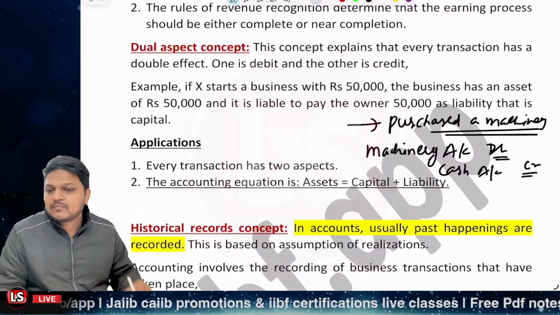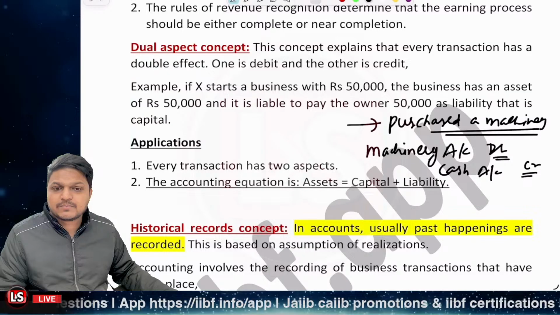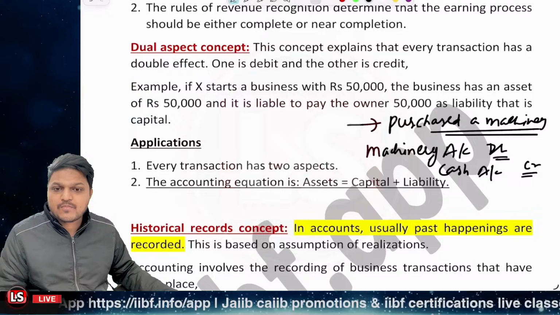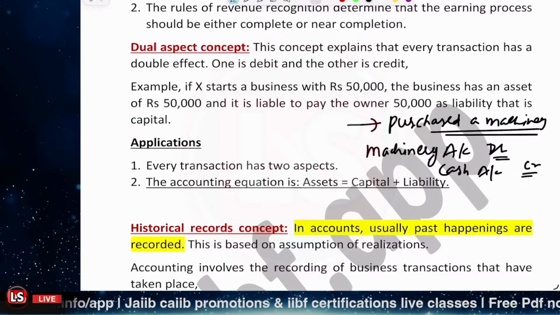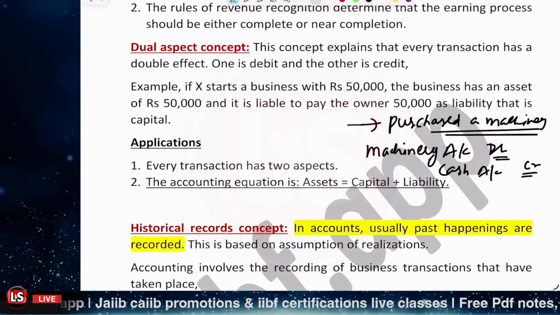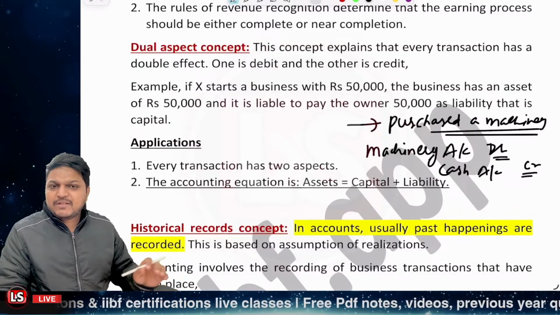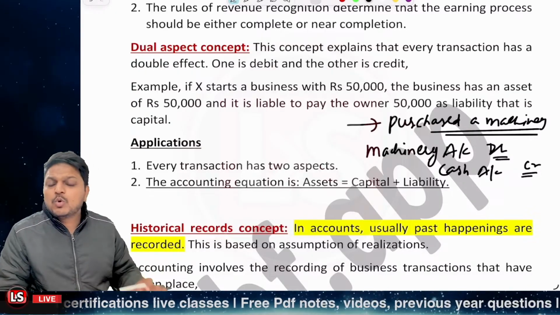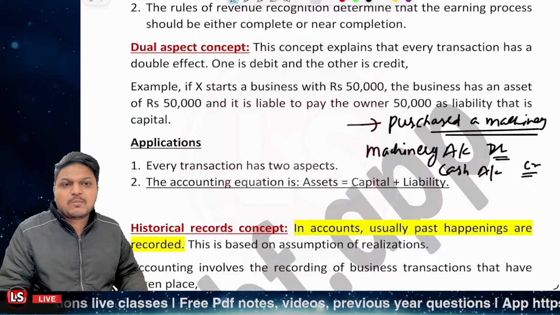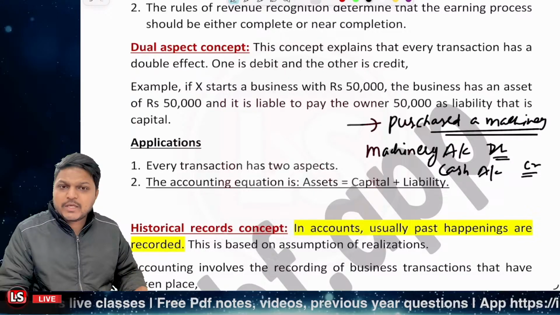Now don't just go for debit and credit. Every single transaction has the dual aspects involved when we are talking about it. Okay, is that clear now?